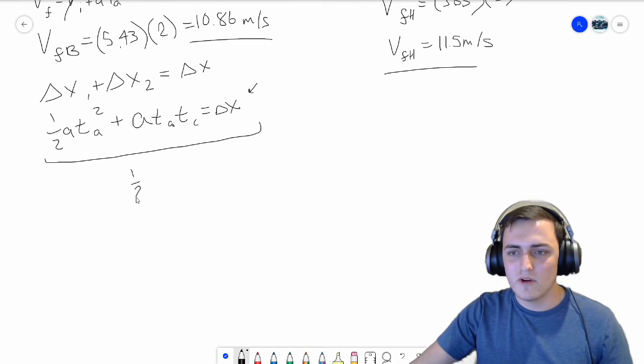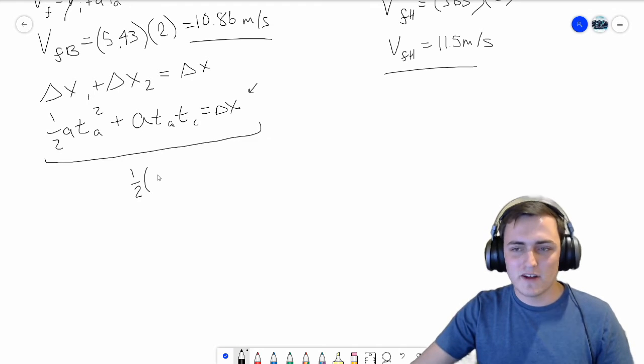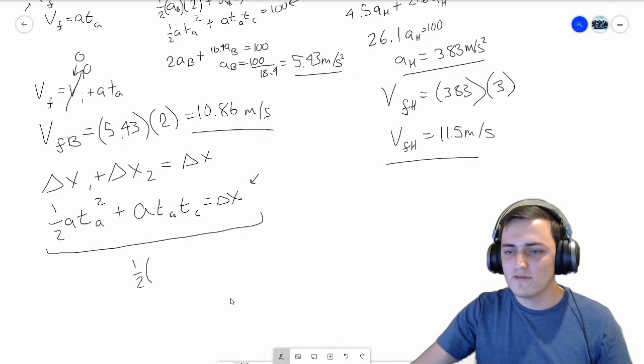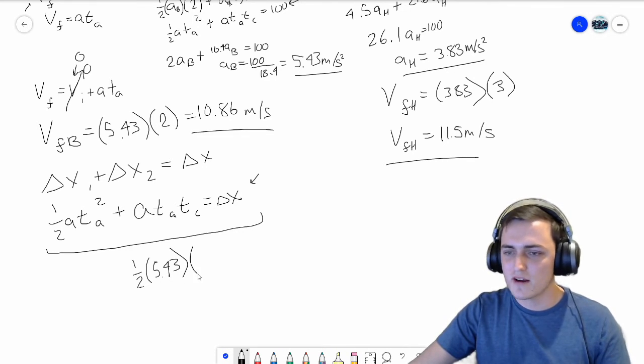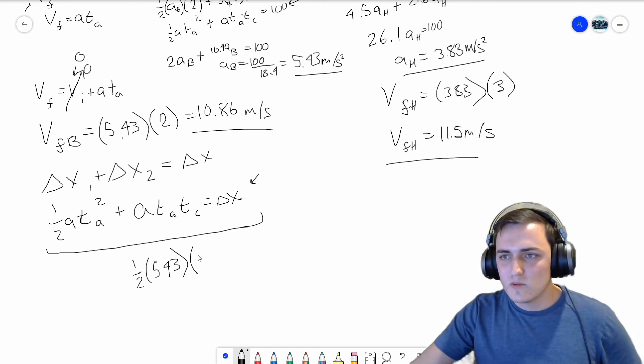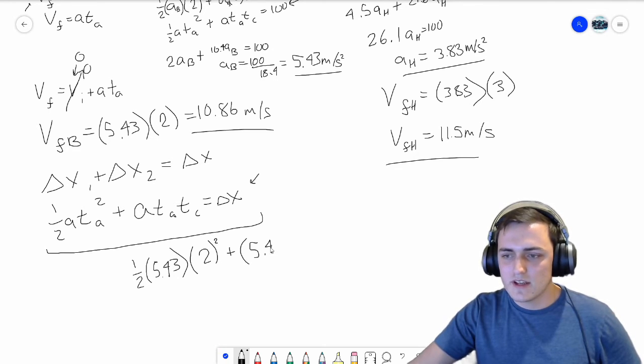We know one half. What was Ben's acceleration? Let's look up and see. Ben accelerates at 5.43 meters per second squared. We're not going to use the units. T sub a was 2 seconds, and that quantity is squared, plus the acceleration again, 5.43, times the time of acceleration.